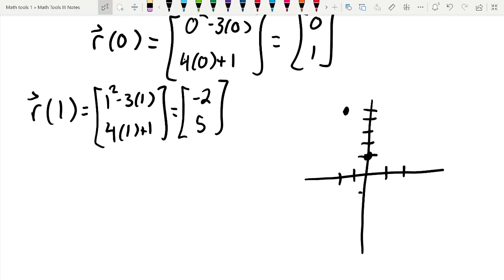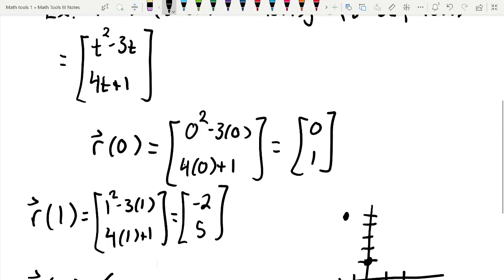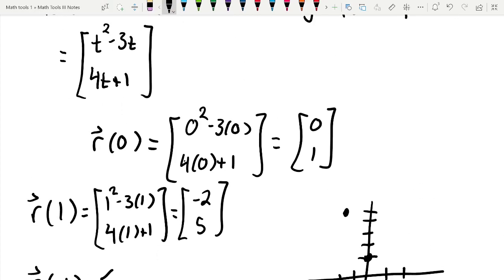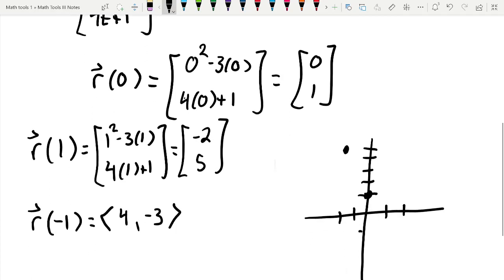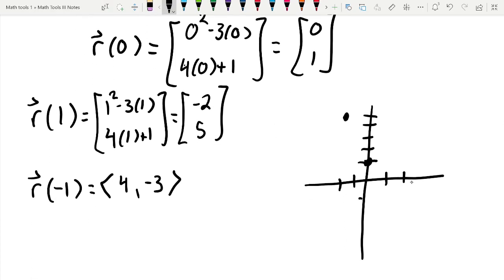Now if we do r of, some of these are going to get off the graph, so let's just do r of -1. Component form this time. So we have -1 squared plus 3, so it's going to be 4. And then -4 plus 1, so that'll be -3. Okay, so 4, -3.